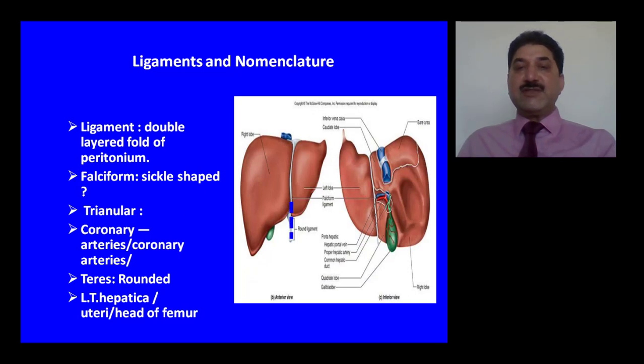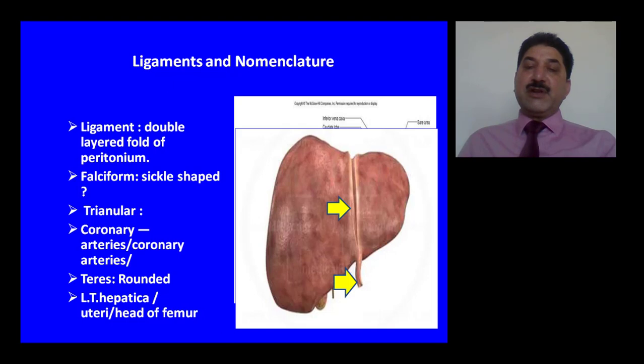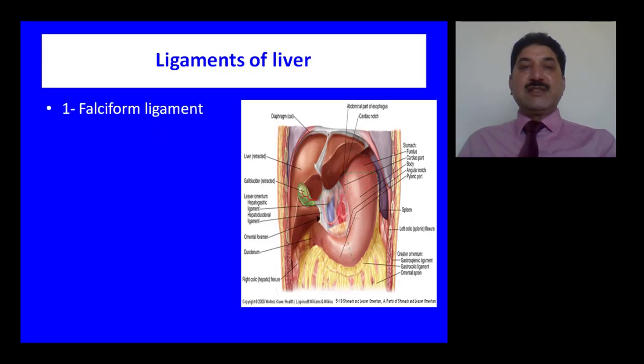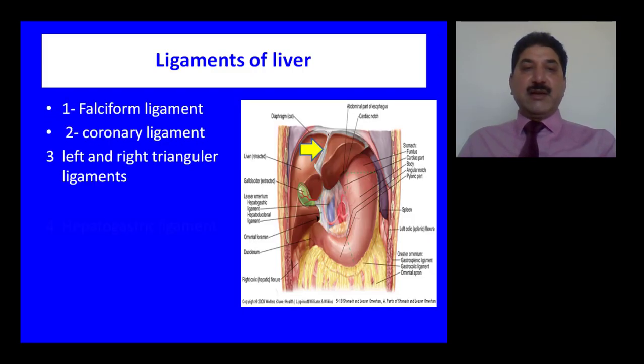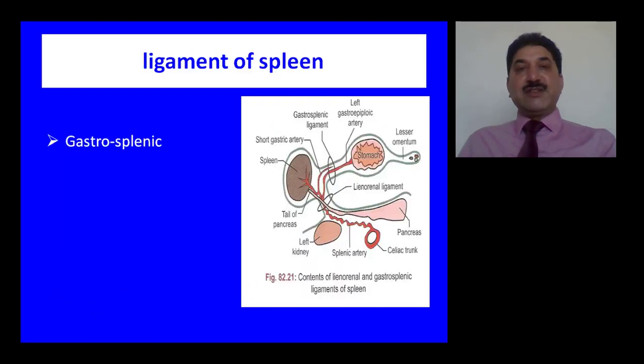In this diagram, you can see that ligamentum teres hepatis lies in the free margin of the falciform ligament. So the ligaments of the liver are the falciform ligament, coronary ligament, left and right triangular ligament, hepatogastric ligament, hepatoduodenal ligament, and ligamentum teres hepatis. Ligaments associated with the spleen include the gastrosplenic ligament, which connects it with the fundus of the stomach.